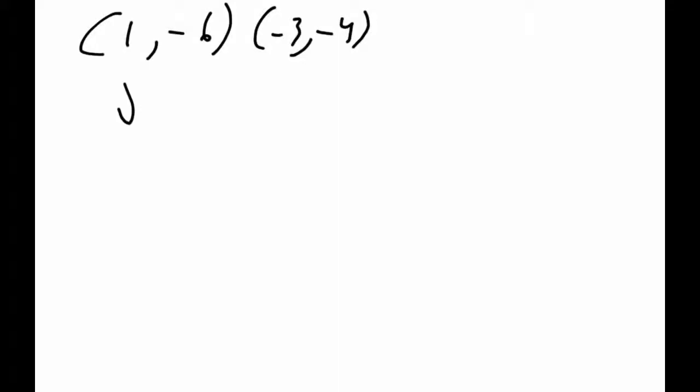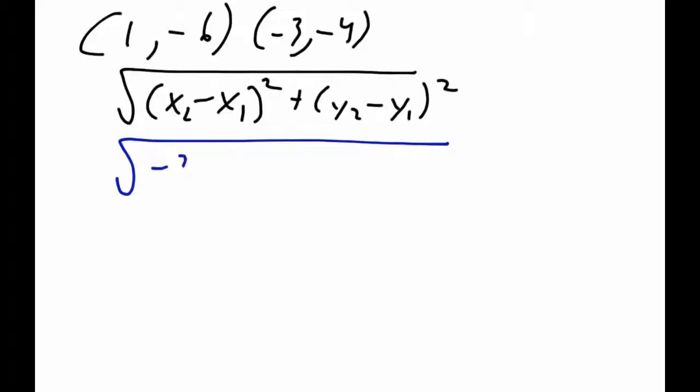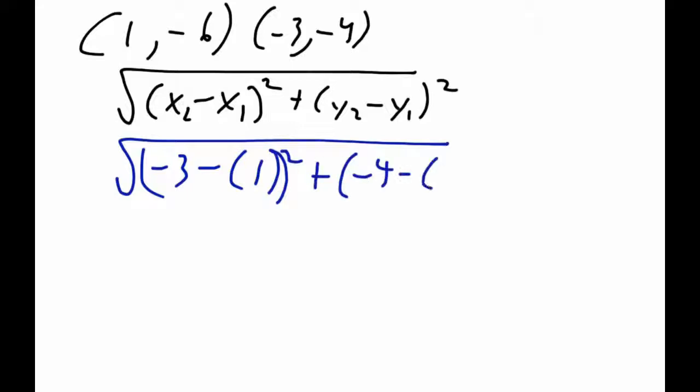Alright, so the first problem here, we're trying to find the midpoint and the distance, so let's start with the distance. So here is the distance formula. And so x2 is negative 3 minus 1 squared plus negative 4 minus negative 6 squared.